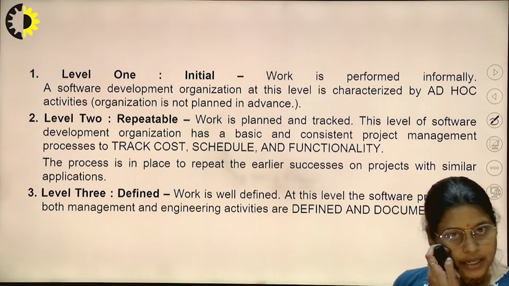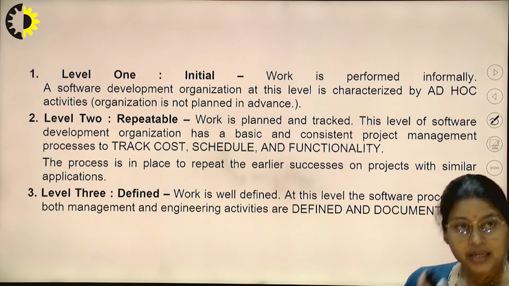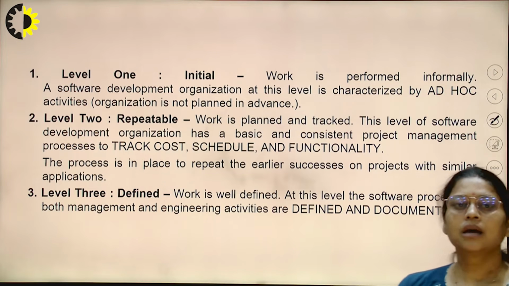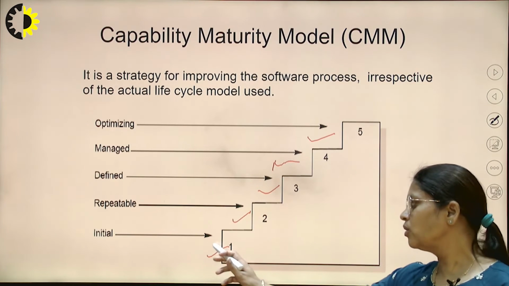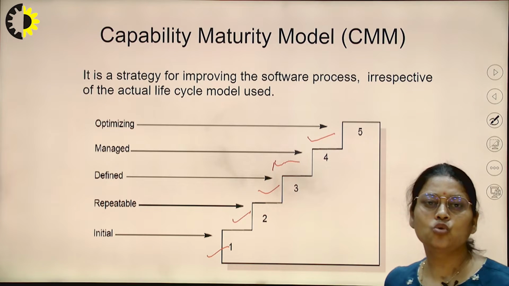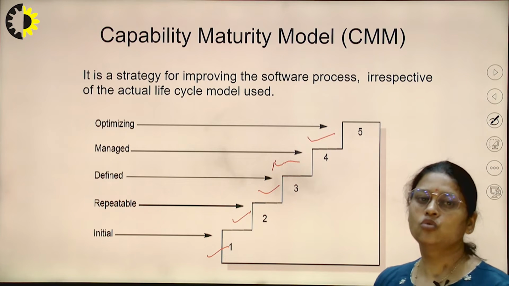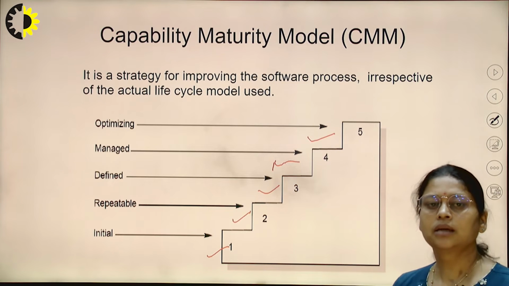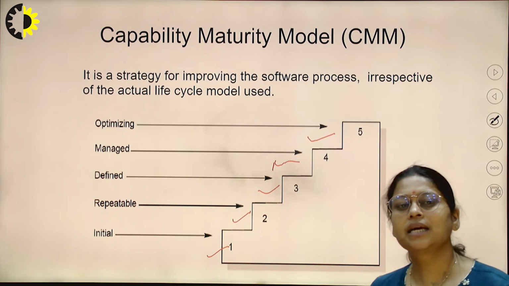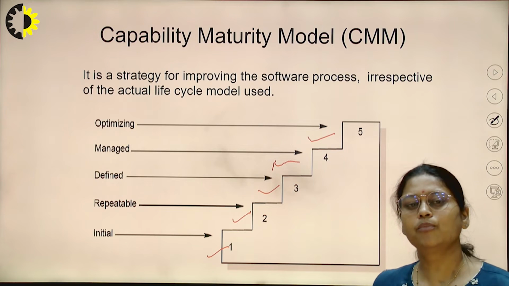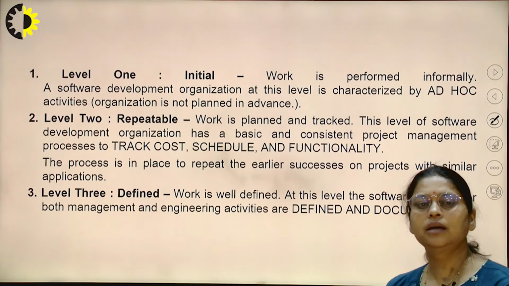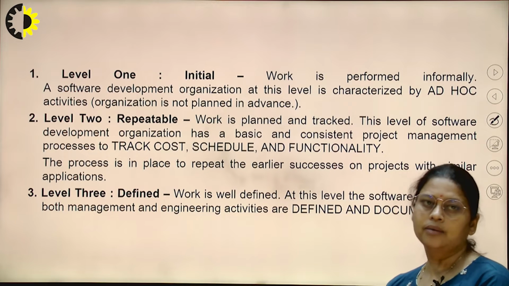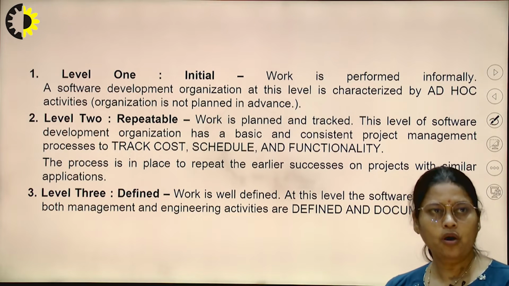So, level 1 is the initial level. At the initial level, work is performed informally. It means there is no criteria, no working culture, and no proper planning about the project. If a company follows some ad hoc activity, then the company will come under level 1. So, work is performed informally.